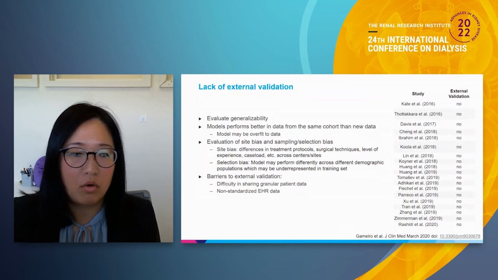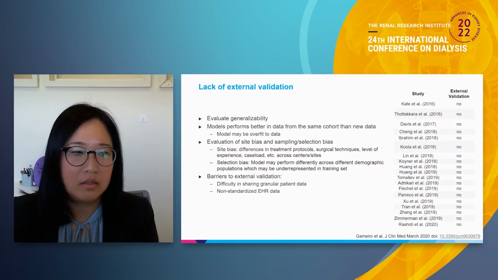This may be because models are overfit to the data, meaning that the model has memorized details from the training data and will therefore not generalize to new data. There may also be biases in the model, such as site bias and selection bias, which is related to differences in treatments and demographics of the original patient population.